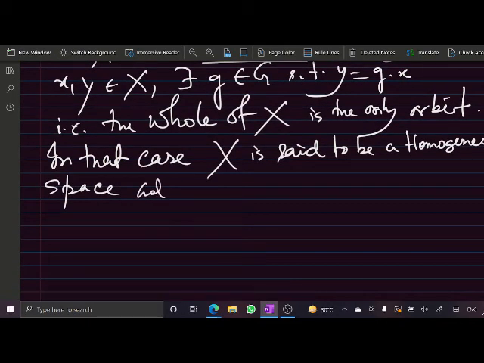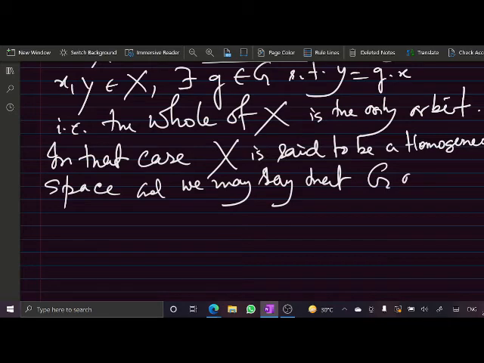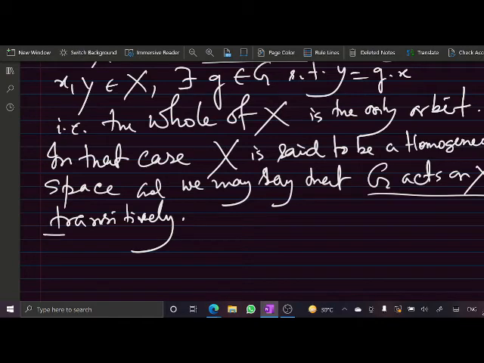And we may say that G acts on X transitively. Okay, transitively. So therefore, yes.